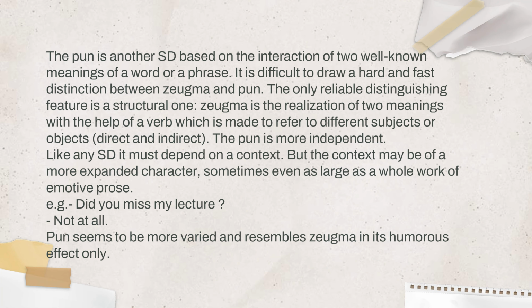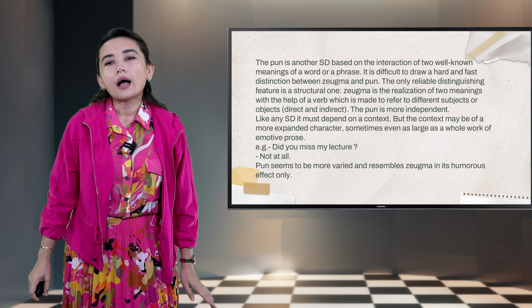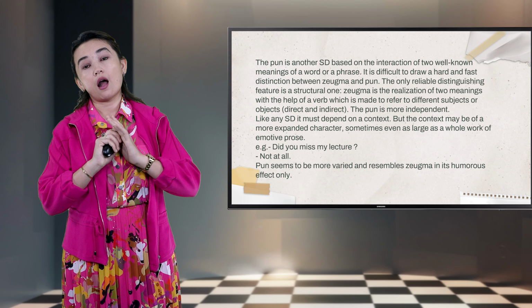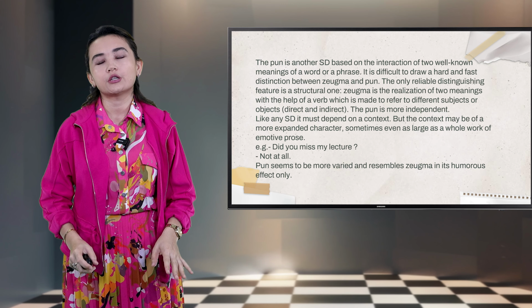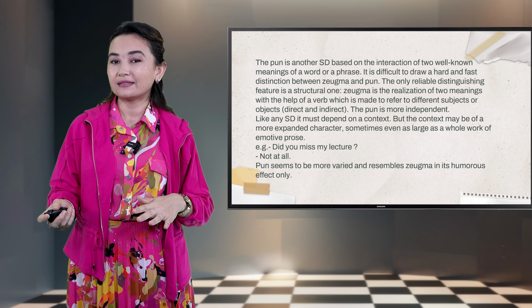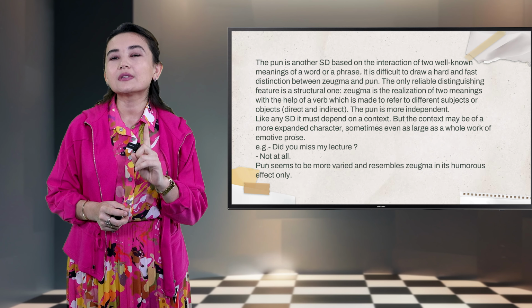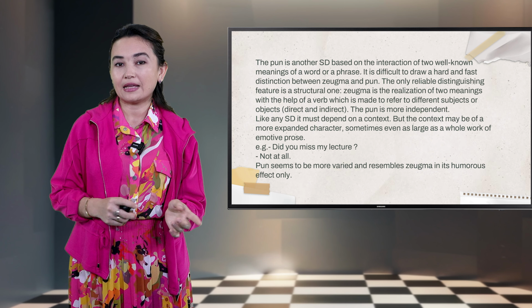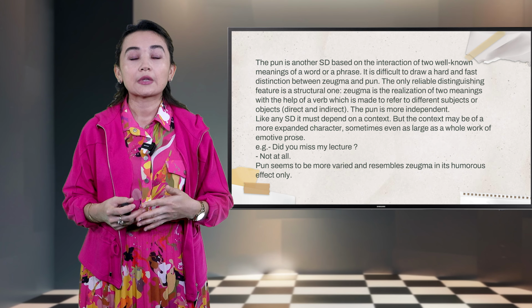And the pun. So the information about the pun. Pun is another stylistic device based on the interaction of two well-known meanings of a word or a phrase. So it is difficult to draw a hard and fast distinction between zeugma and pun. The only reliable distinguishing feature is a structural one.